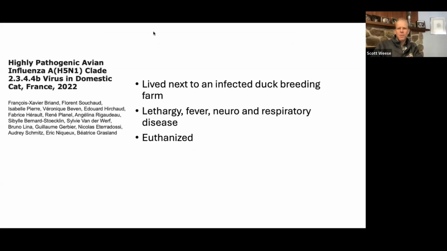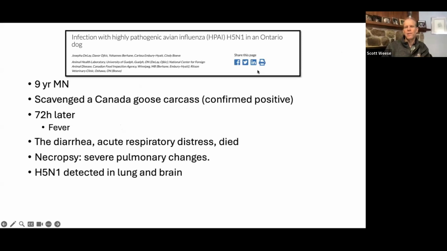Another example is from France, where there's a cat that lived next door to an infected duck breeding facility and had lethargy, fever, neuro and respiratory disease. I think this is really what we're thinking about right now as the main concern: the cat that's got risk of exposure and has a combination of neurologic and respiratory disease, fever, maybe some of those flu-like illness signs, and usually a fairly rapid deterioration.